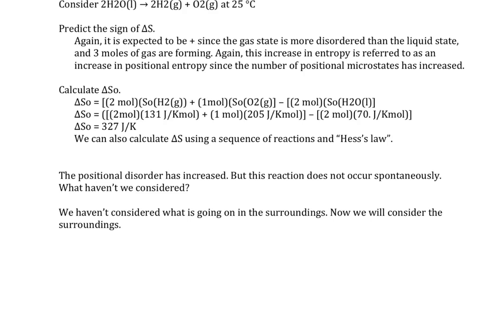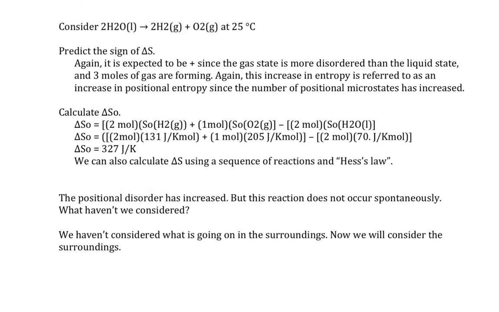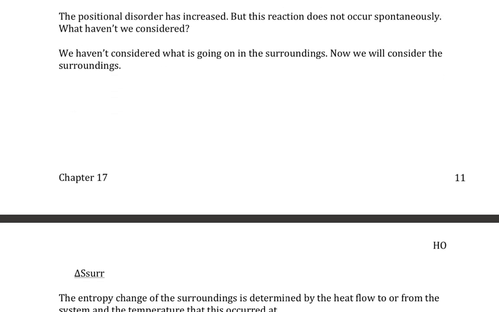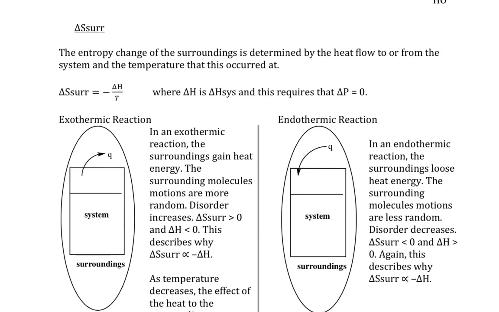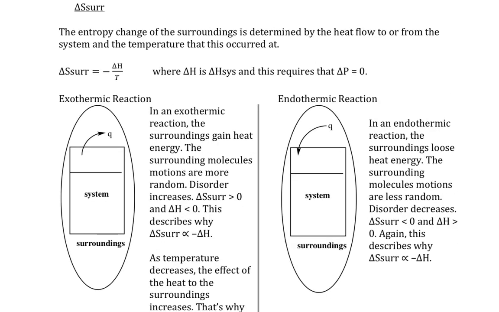Well, what is going on is what's happening in the surroundings. We haven't considered the surroundings, so now we have to consider them, because it's the system and the surroundings together that we have to consider to decide upon the overall spontaneity of the reaction. Okay, so now we've moved to the delta S of the surroundings. The entropy change of the surroundings is determined by the heat flow to or from the system and the temperature that this occurred at. The equation for delta S of the surroundings is delta S of the surroundings equals negative delta H divided by T, where delta H is the enthalpy change of the system, and of course that requires that the change in pressure is 0.